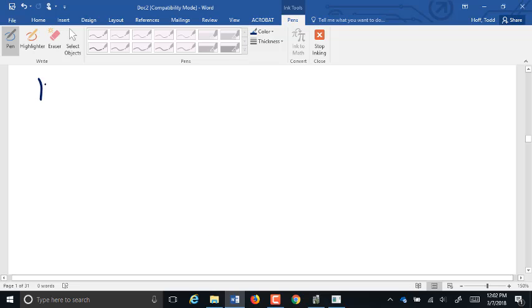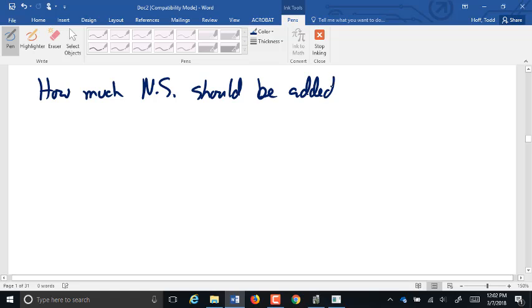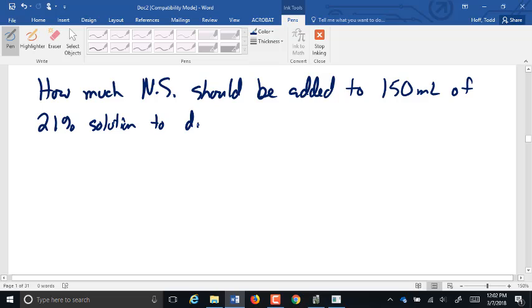And we can use it the other way. We can ask how much saline should be added to 150 milliliters of 21% solution to dilute it to, let's go 14%.